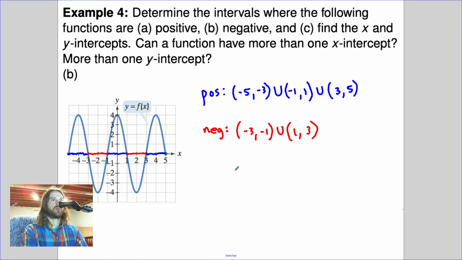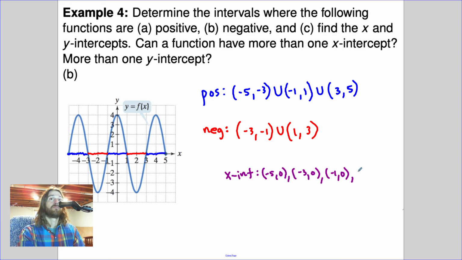Go to our intercepts. We have lots of x-intercepts here. Our x-intercepts are (-5, 0), comma, (-3, 0), comma, (-1, 0), (1, 0), comma, (3, 0), and overkill, (5, 0). Lots of x-intercepts.